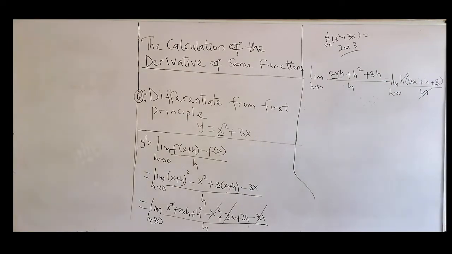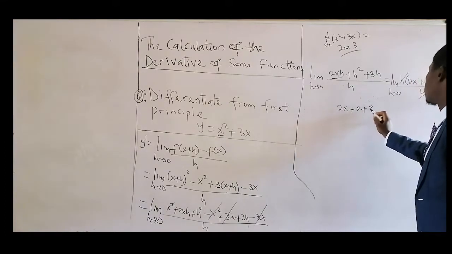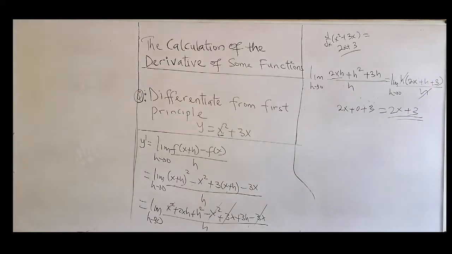Then do your final substitution, and that will be 2x plus 0 plus 3. And that's 2x plus 3. And that's that, using the first principle.